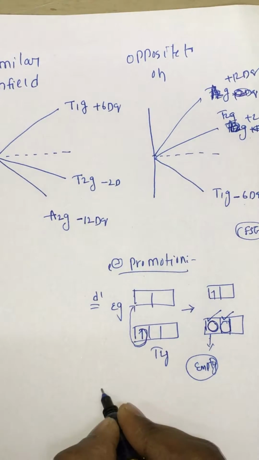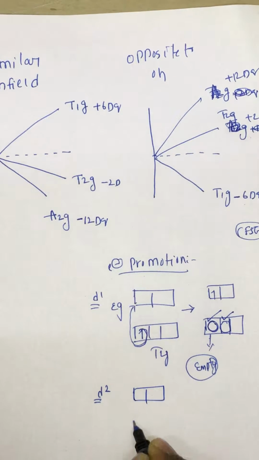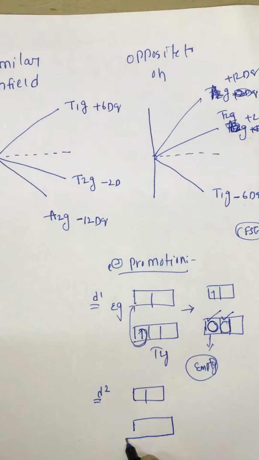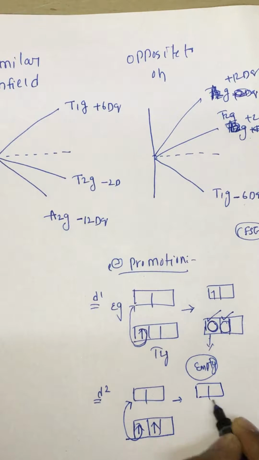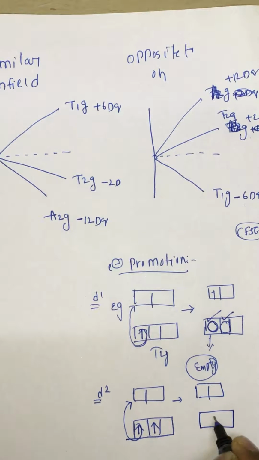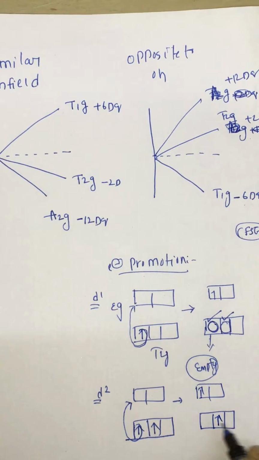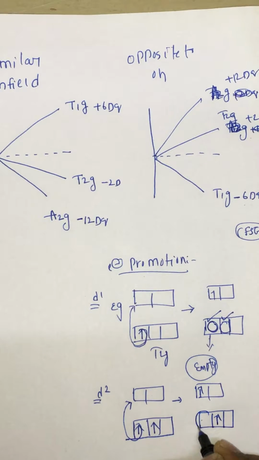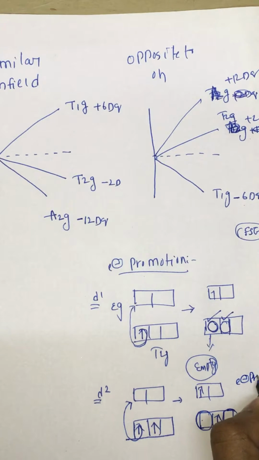For d2, we'll take d2 now. One, two. This electron goes from here to here. Then it becomes like this, and here an empty orbital is formed. That empty orbital is accompanied by another empty orbital, right? So this also comes under electron promotion.